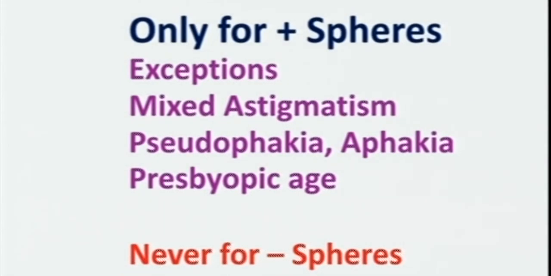Okay. So then, when do you give drug correction? Remember, only for plus spheres we give drug correction. Exceptions for plus spheres also, whenever the patient is in the presbyopic age group or pseudophakic or aphakic. And lastly, mixed astigmatism. I will tell you why not in mixed astigmatism. Never give drug correction for minus spheres or cylinders. So only for spheres, except these three conditions, you need to give a drug correction.